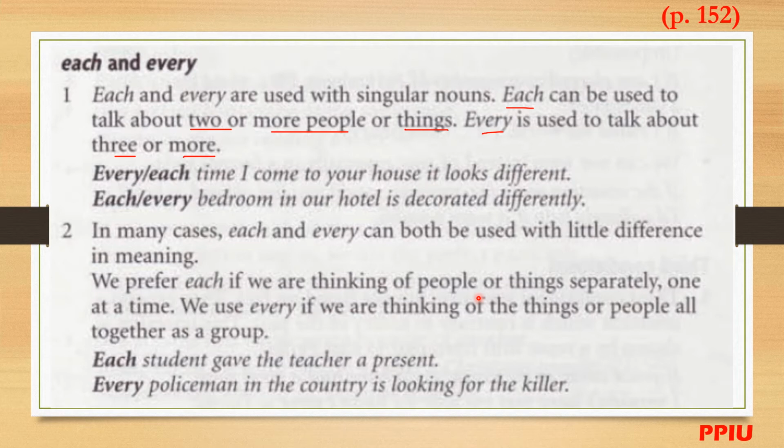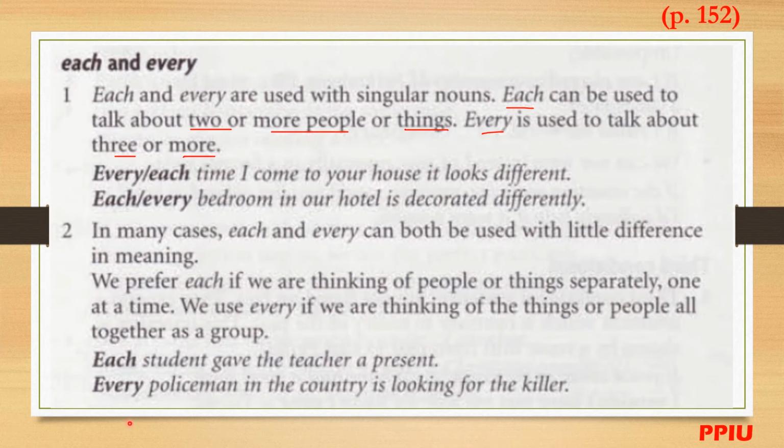We use each if we are thinking of people or things separately, one at a time. We use every if we are thinking of the things or people all together as a group. So each is separate, every is together as a group. For example, each student gave the teacher a present. One by one, all of the students have their own present to give to the teacher.